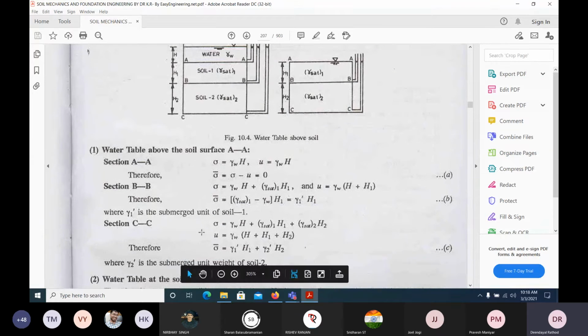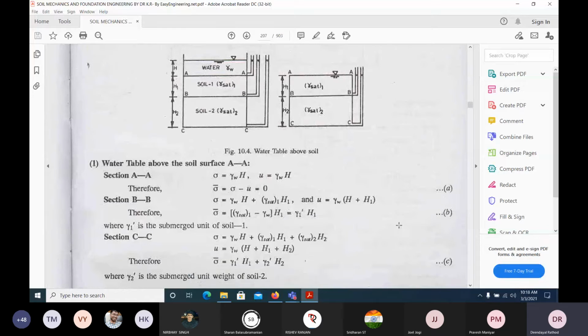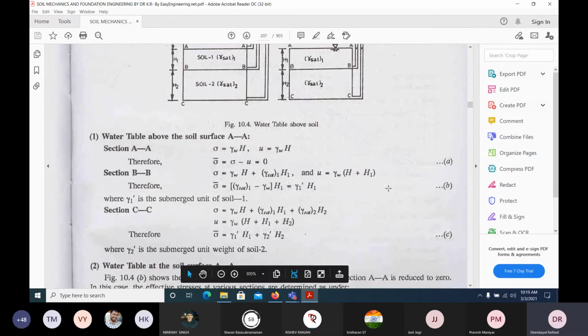Next, suppose I want to find out at CC, the bottom. How can we find out at the bottom? Gamma W into H plus gamma saturation of soil 1 multiplied by H1 plus gamma saturation of soil 2 into H2, can be written as this. Then pore water pressure rises up to the top, gamma W into H plus H1 plus H2, and it can be written like this finally.